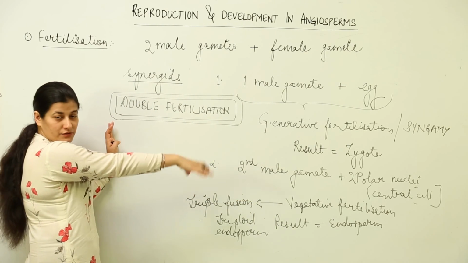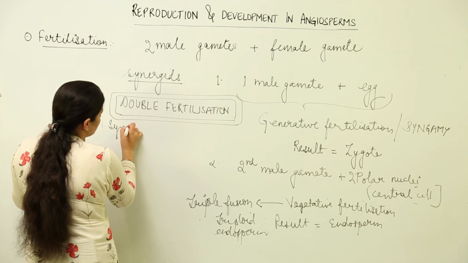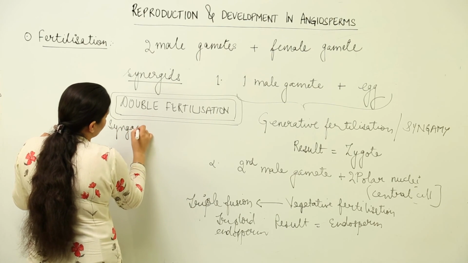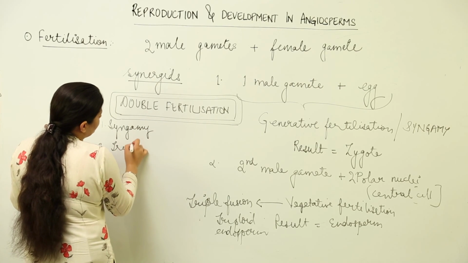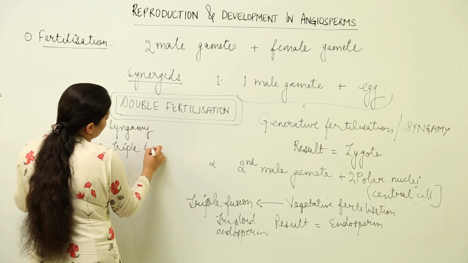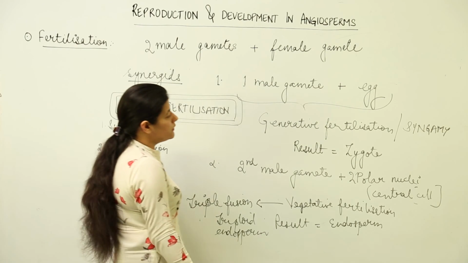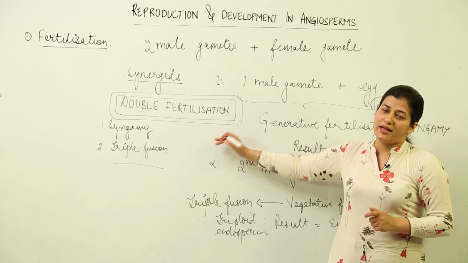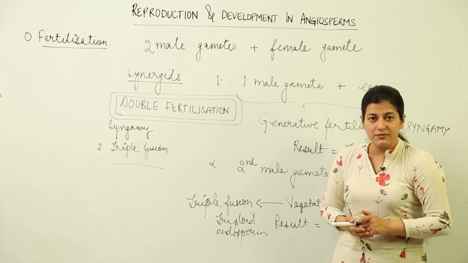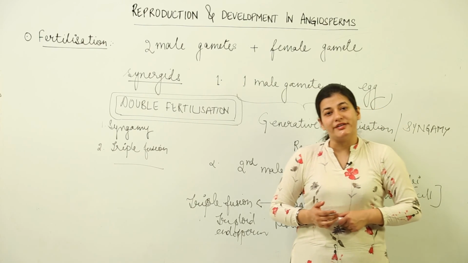Now, what are the respective fertilization events? First one is syngamy, that is also fertilization. So, we have one fertilization. What is the second one? That is triple fusion. So, we have double fertilization that takes place in the angiosperms. So, this is all about the fertilization that takes place in the angiosperms when two gametes, both male and female, come in contact with each other.